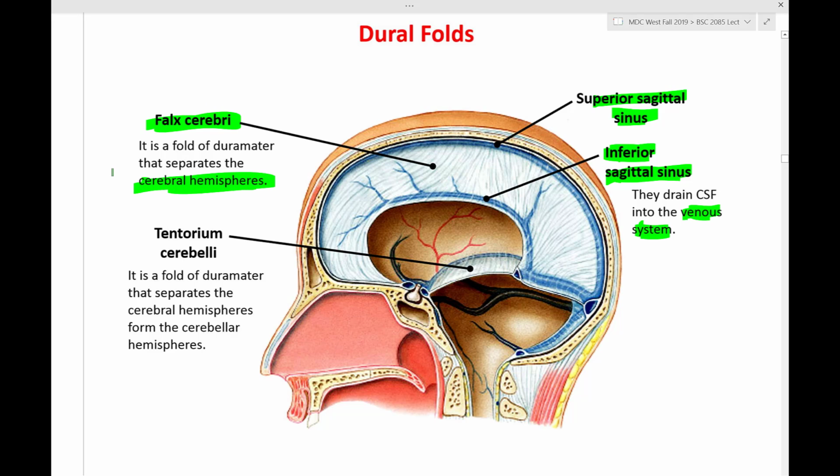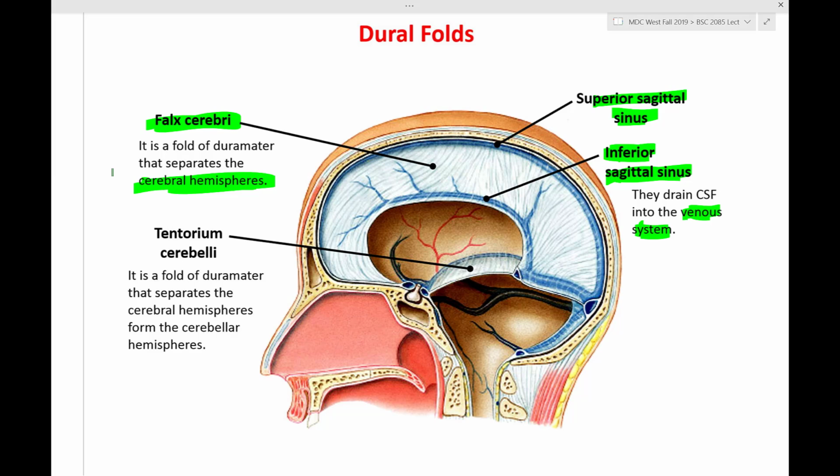Where does the falx cerebri sit? It sits in the fissure. Remember the fissure? In that longitudinal fissure, that's where it sits. So when you remove it, you expose the longitudinal fissure.